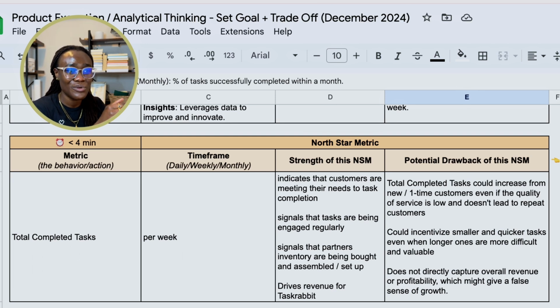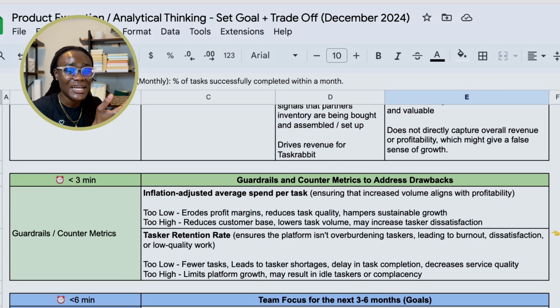The next thing I'm going to go into is to think about the guardrails and the counter metrics that we need to have in place to address the drawbacks of the North Star metric. Because we think we're comfortable with this North Star metric. However, there are some drawbacks that we need to keep an eye on to make sure that we are addressing the North Star metric in a healthy way and not over optimizing for the North Star metric in a way that impacts some other metrics that are important to us.